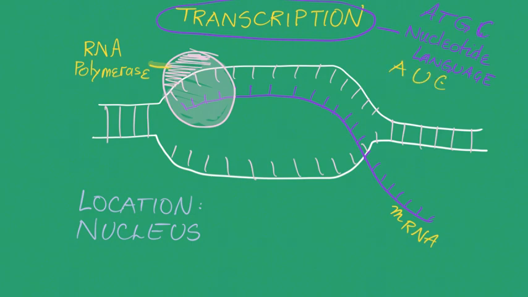And we use the word transcription because we're using the same language, which is the nucleotide language, where we use letters such as ATGC or AUGC. In the RNA, whenever an A is encountered, a U is used. RNA does not have thymine. Instead, it has uracil. So A goes with U and G goes with C to make the mRNA molecule.